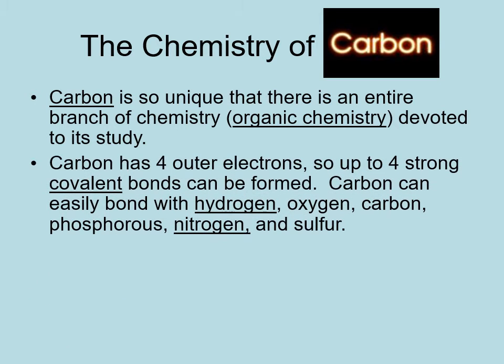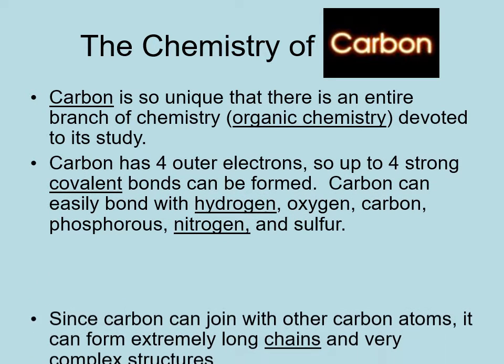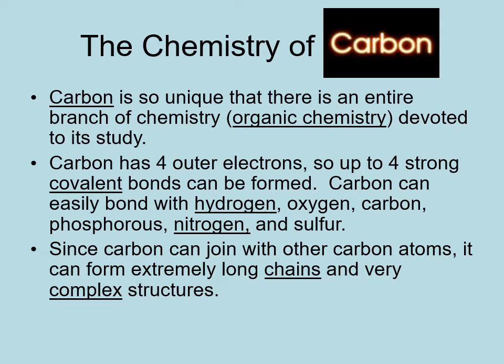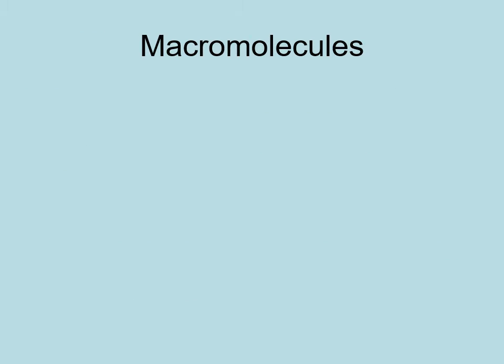So this is the chemistry of carbon, and carbon is so unique that there's an entire branch of chemistry, organic chemistry, devoted to its study. Carbon has 4 outer electrons, so we can have 4 covalent bonds being formed, and carbon can easily bond with hydrogen, oxygen, carbon, phosphorus, nitrogen, and sulfur. And since carbon can join with other carbon atoms, it can form extremely long chains and very complex structures.